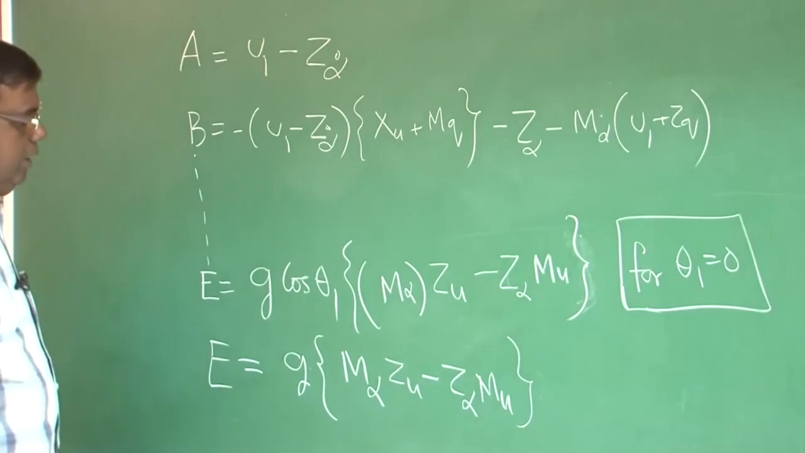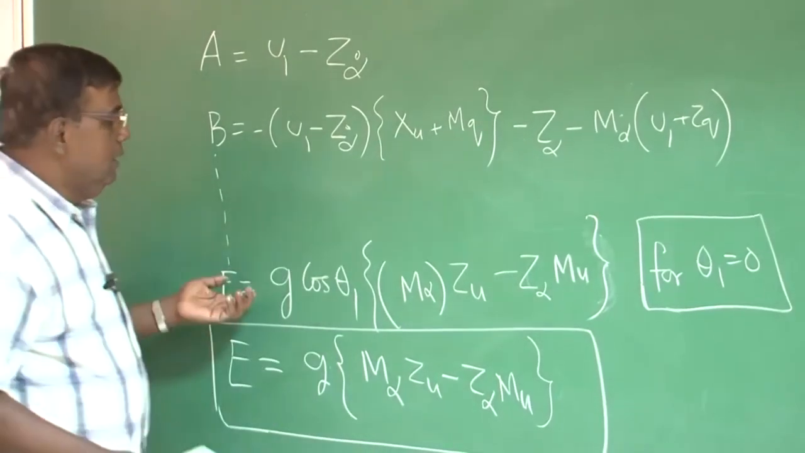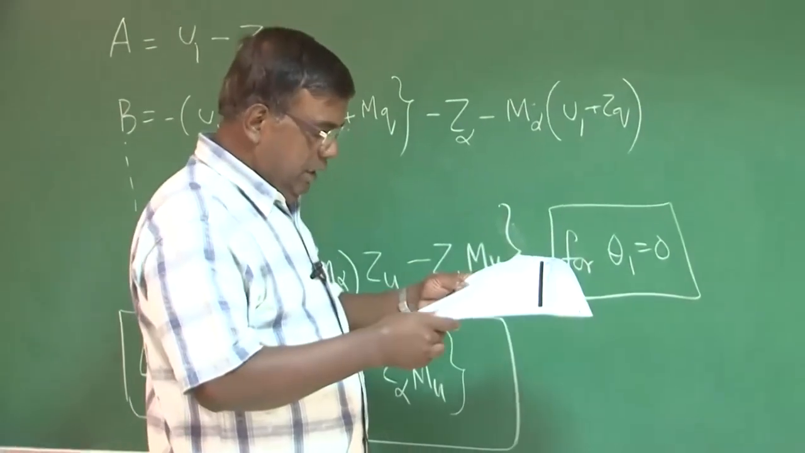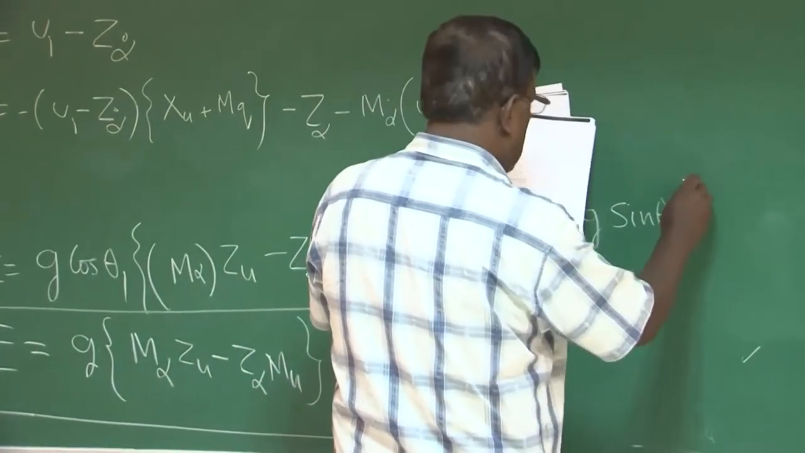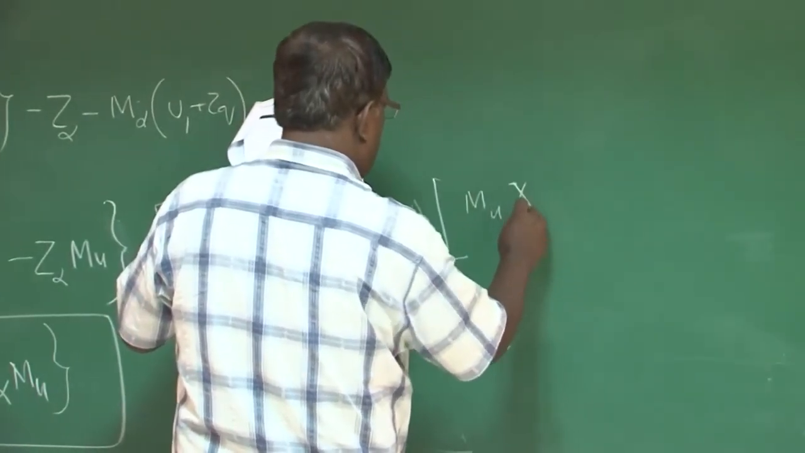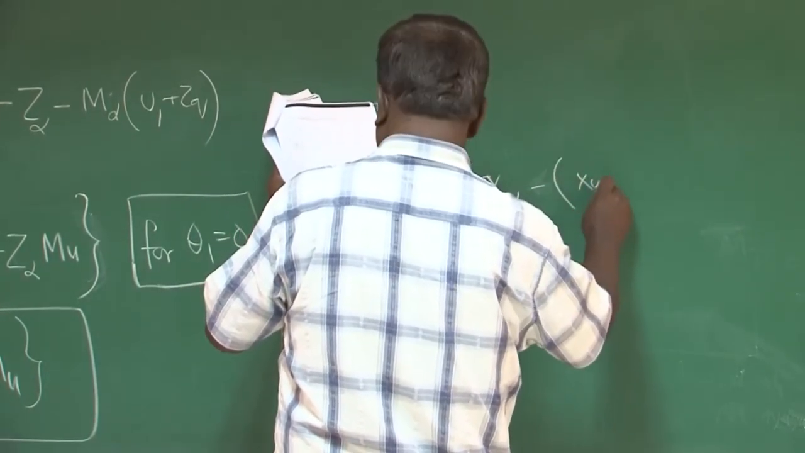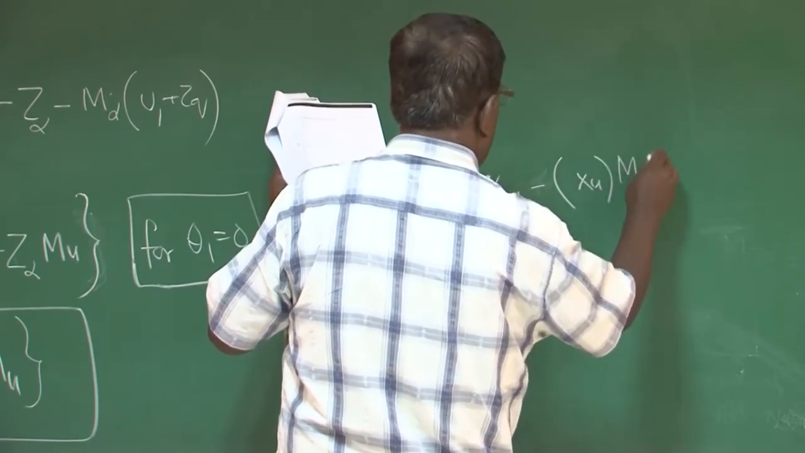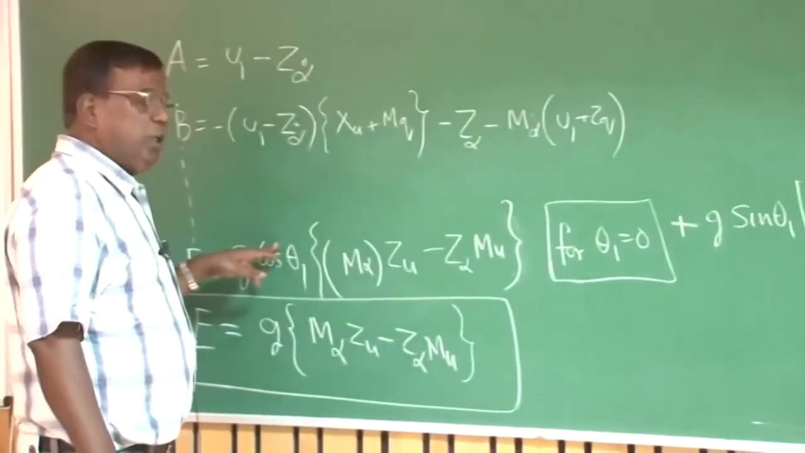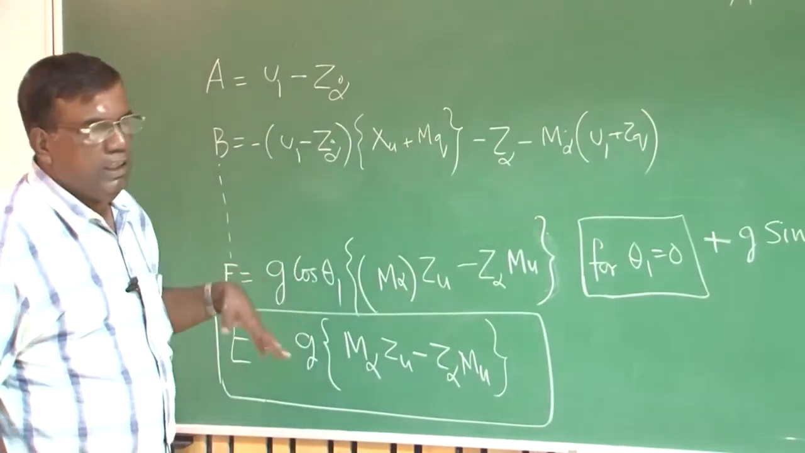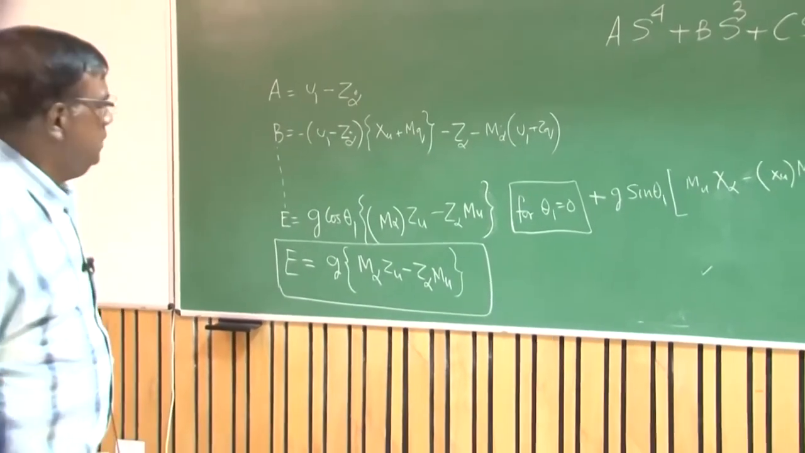Why I'm writing it separately at this stage, we'll see there is a lot of information we can extract from this expression of E. I repeat again, this expression of E is not complete. There will be a sine theta term, and for those who are feeling a little disturbed, let me write it. This is G sine theta 1 into M U X alpha plus or minus XU into M alpha, like this. But since I have put theta 1 equal to 0, I am eliminating this, and I am also putting cos theta 1 as 1, so E is this. Don't worry about this expression; I have to put determinant A equal to 0 and find the determinant, and you will get all this expression when you compare with this sort of equation.